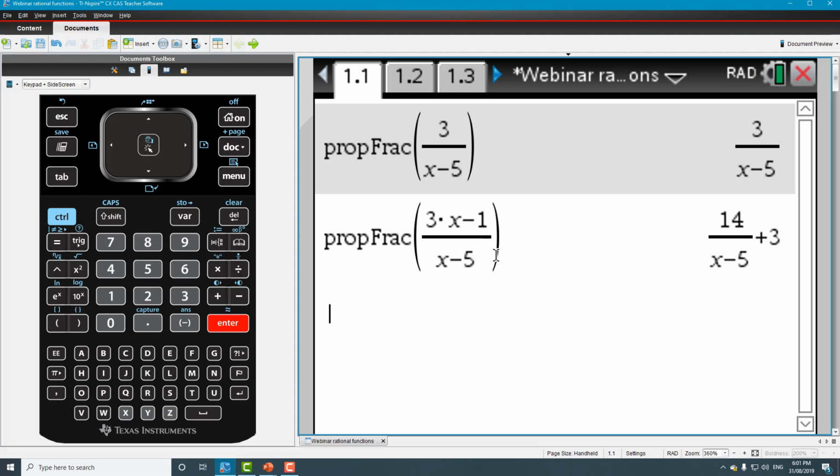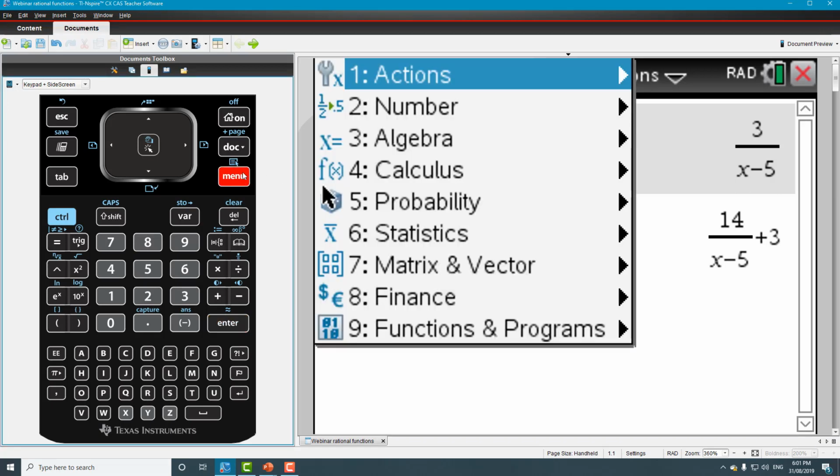So let's consider another case where I'm going to make the degree of the numerator greater than that of the denominator.